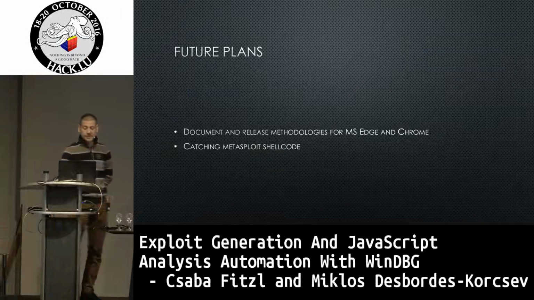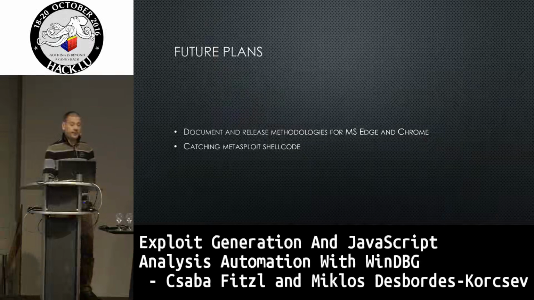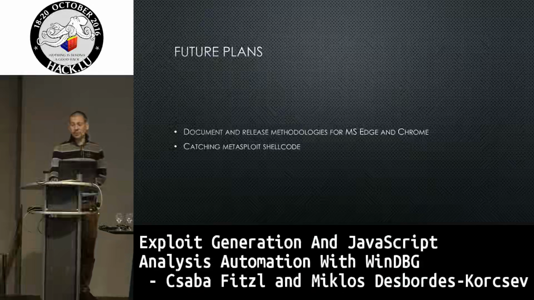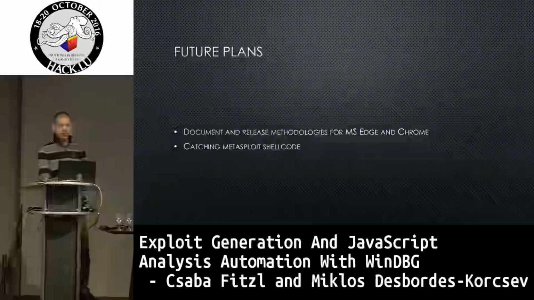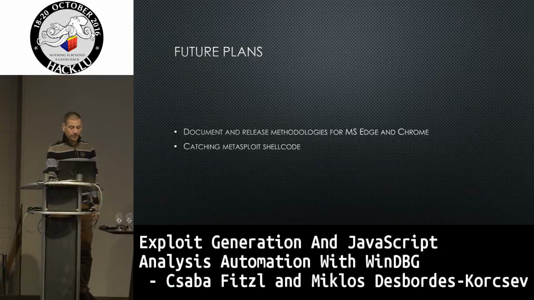So for future plans, we want to document some methodologies for Edge and Chrome as well. The same thing works pretty much the same. It's just different symbols. Mind you, if you want to work with Chrome, you have to understand that the Chrome debug symbols are almost 1 gigabyte in size. So you better have a machine with a very large virtual memory.